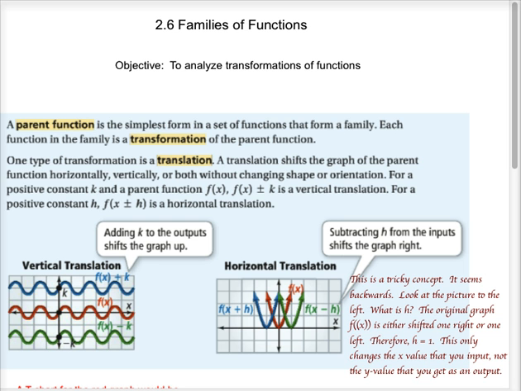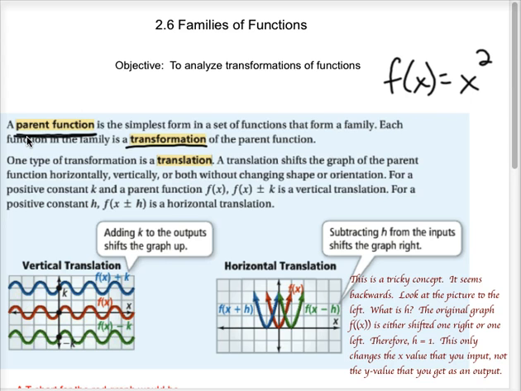So the first vocab word I'd like you to know is a parent function. A parent function is the simplest form in a set of functions that form a family. Each function in the family is a transformation of the parent function. So for example, a parent function would be the parabola x squared. And then we can do certain things to that function, do transformations in order to change it and create every other type of parabola.